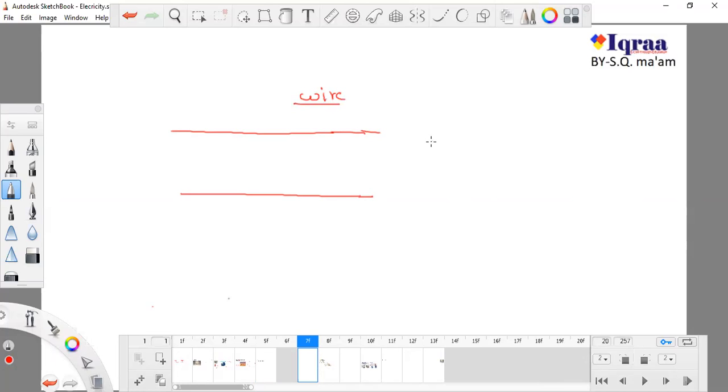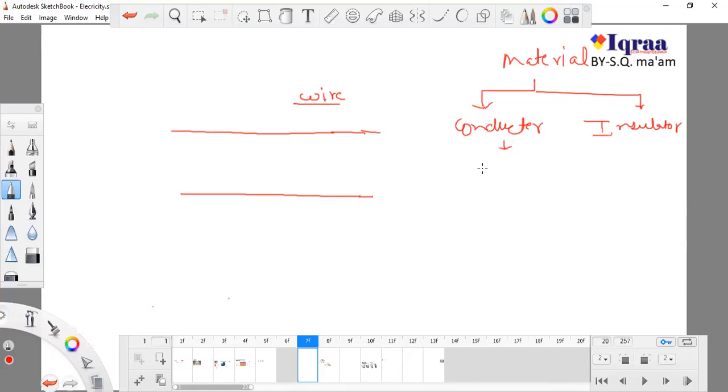Now we are having two types of material in our daily life. One material is known as conductor, and one material is known as insulator. Conductors can conduct electricity because they can give electrons, and insulators cannot conduct electricity because they cannot give electrons. Okay, what does it mean?